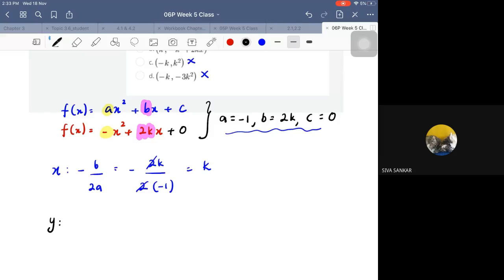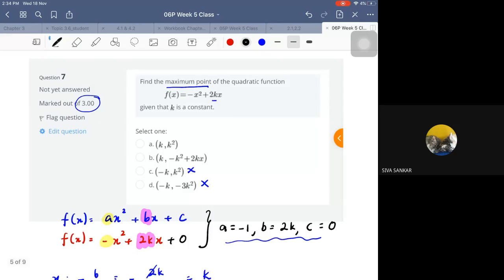All I have to do is find f of negative b over 2a. But we already calculated negative b over 2a. That is going to equal k. So I'm going to find f of k. But before I start my calculation with f of k, let me explain to you a very simple concept.